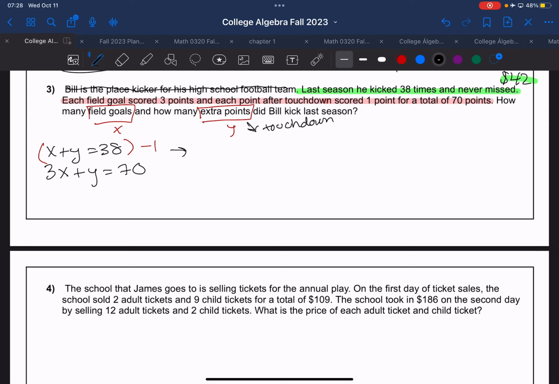So that tells us that we get -x minus y equals -38. And then I rewrite my second equation below so I can add it down. When I do that, -x plus 3x is what? 2x. What happens to the y's? Cancel. And what's -38 plus 70?